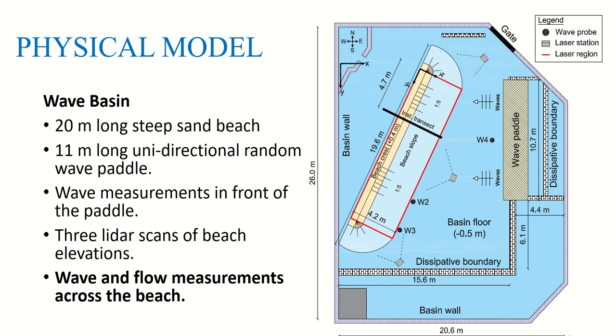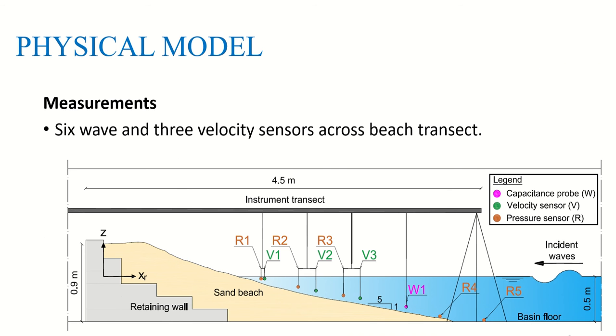The last thing was the wave and flow measurements we have across the beach. So we had 5 pressure sensors in addition to 1 wave gauge working at 16 to 50 hertz, giving the wave information across the beach. In addition, 3 velocity sensors were located, as you can see in the plot, along the cross-beach transect.